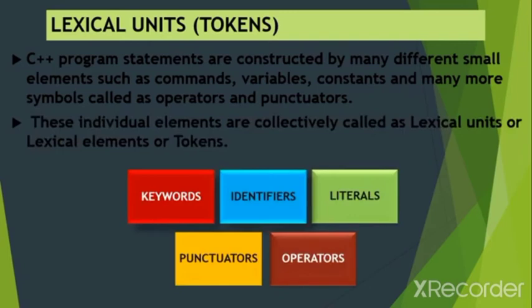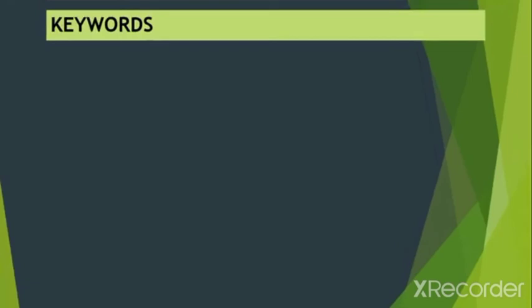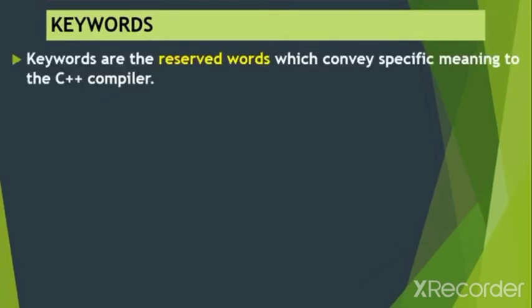Let's see what are the different types of tokens. That is keywords, identifiers, literals, punctuators and operators. Let's discuss in detail about all these tokens. So the first one is keywords. What do you mean by keywords? The keywords are the reserved words which convey some specific meaning to the C++ compiler.